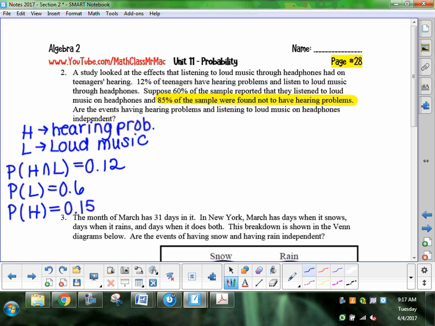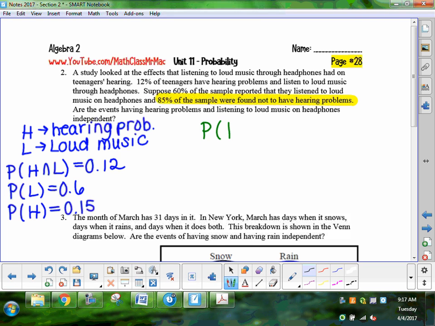Okay. So let's determine if those events are dependent on each other or not. This one sets itself up nicely for the and condition that we used last time. Looking at this, I would say, all right, well, we can figure out the probability of hearing problems and loud music. How did I know that? How would I know what that probability is? They gave it to you. Yeah, it's given. So use that out of the two choices.